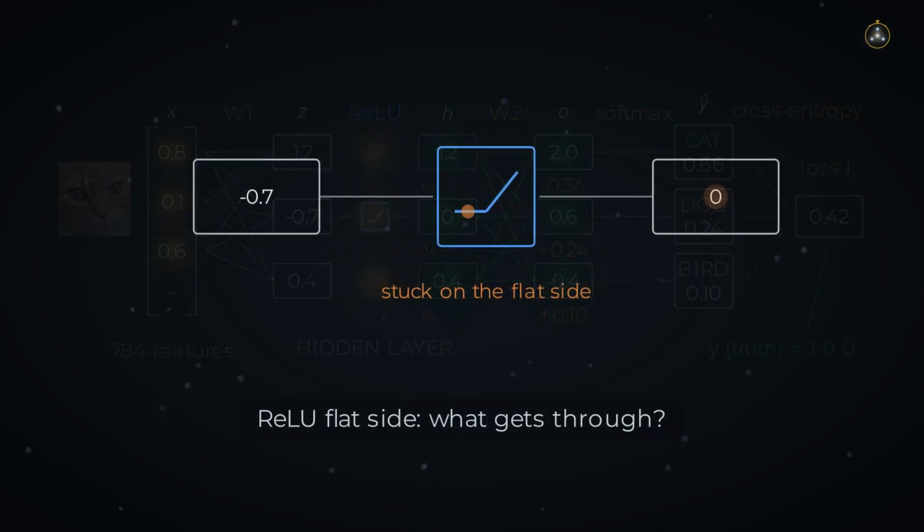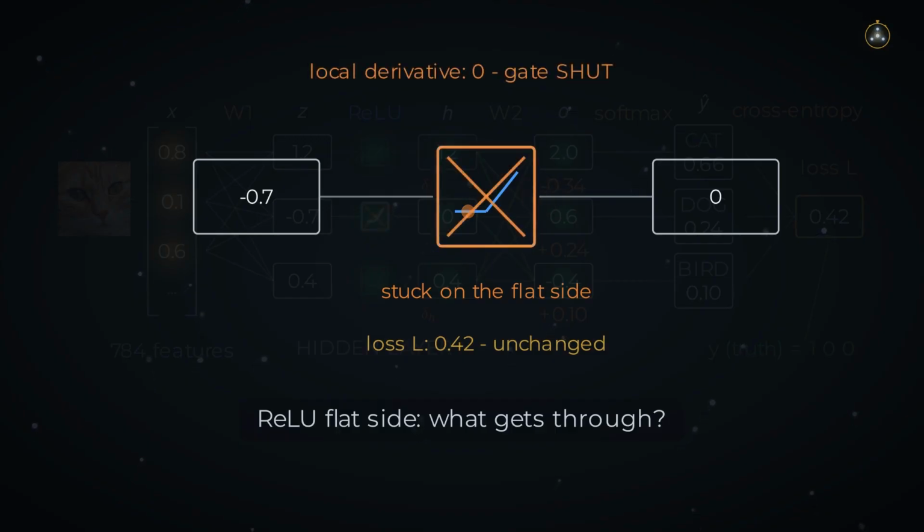This neuron landed on the flat side, its output stuck at 0. Push its input, and the loss does not move at all. The local derivative is 0. The gate is shut, and delta stops here. On the ramp side, it passes straight through.